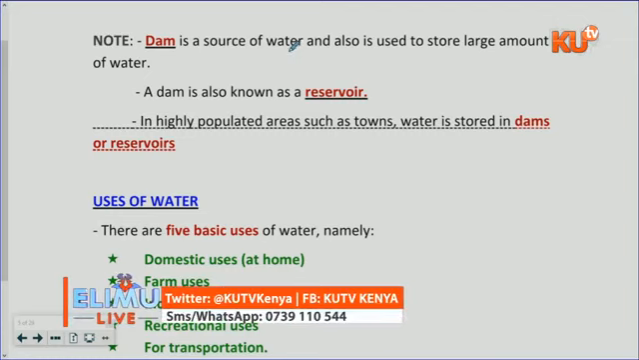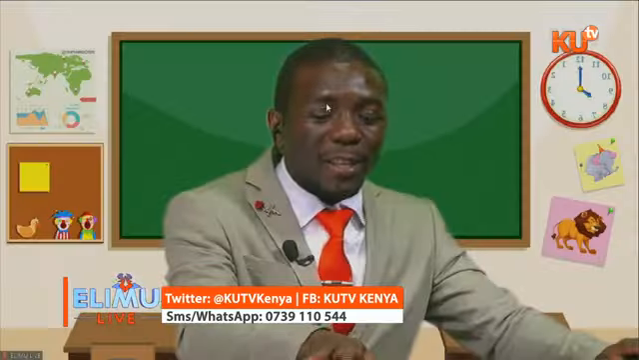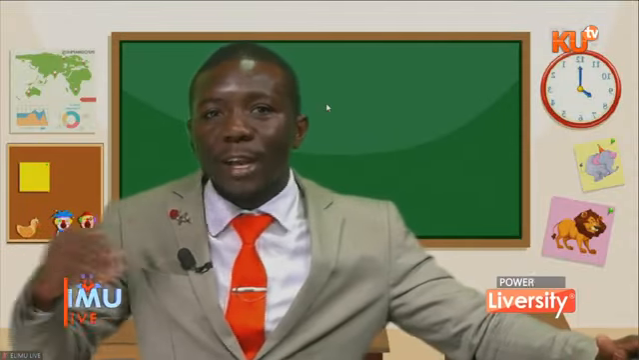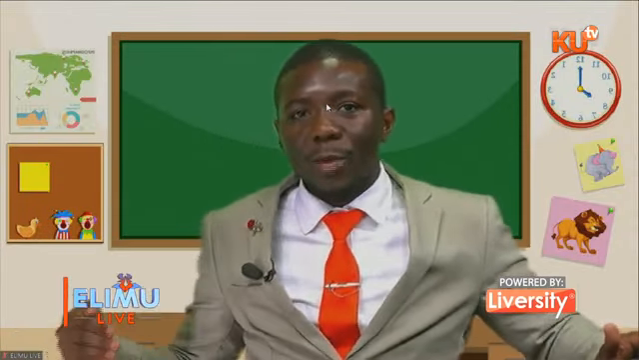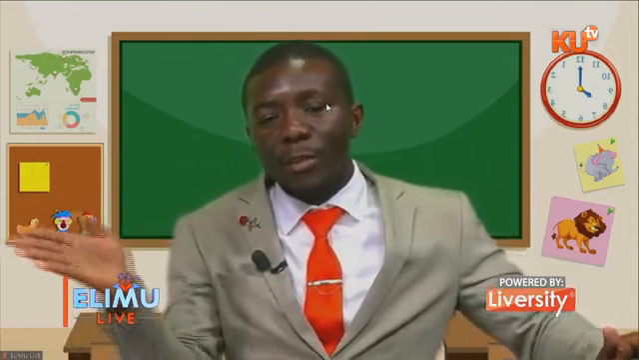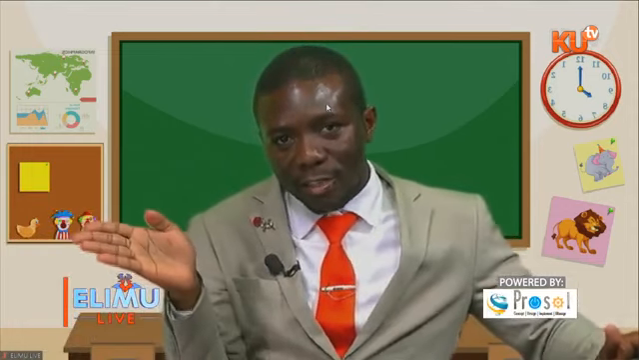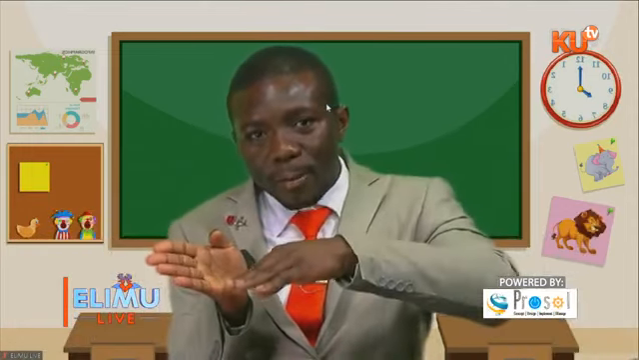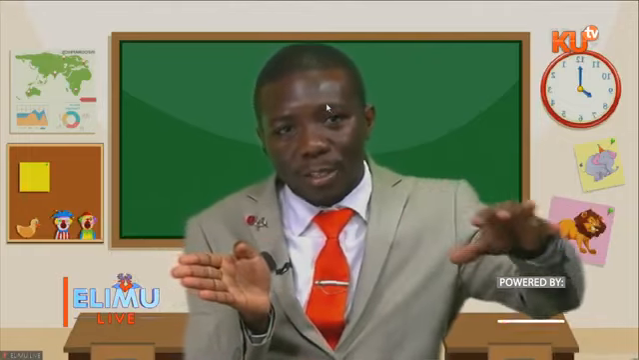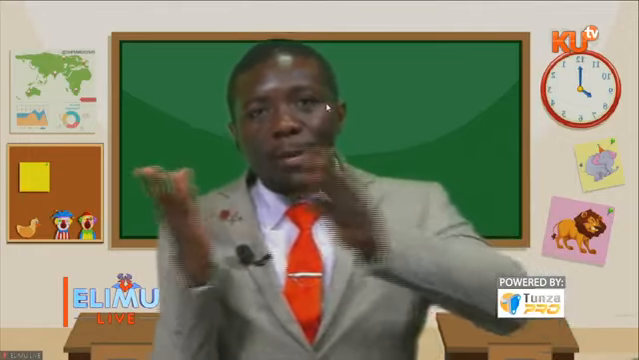And then a dam is also used to store a large amount of water because it is a reservoir. So the second note I said, a dam is also known as a reservoir. Some books say a dam is a reservoir that is built across the river. Where the water is passing, you can build it or obstruct it so it can collect itself there in a large amount. And then that water, you can use it to supply to other areas.